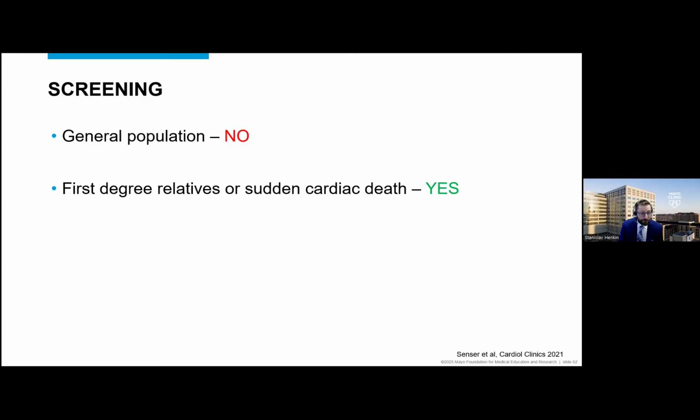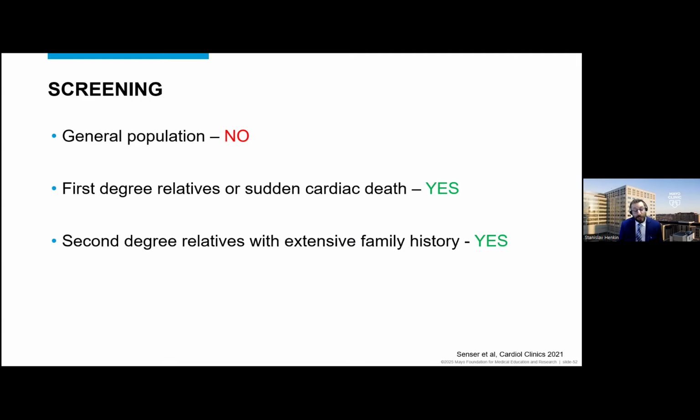So then what about screening? Because we should be recommending screening. Should we be screening the general population? Well, there is no data that suggests that we should be doing that. What about first-degree relatives or sudden cardiac death? Absolutely. You should be screening first-degree relatives of patients with sudden cardiac death or aortic aneurysms. And then, like I said previously, even for second-degree relatives with extensive family history, multiple family members with aortic aneurysm or sudden cardiac death, recommend screening for second-degree relatives as well.